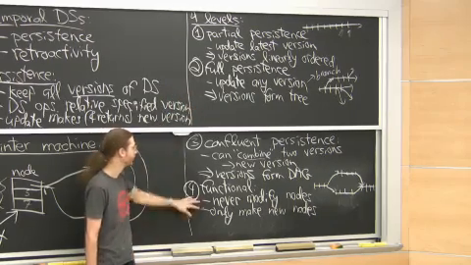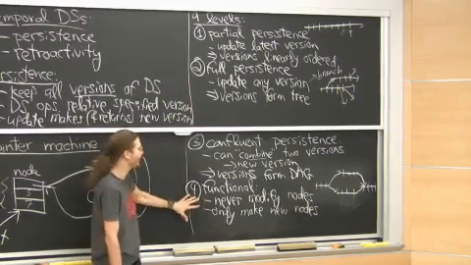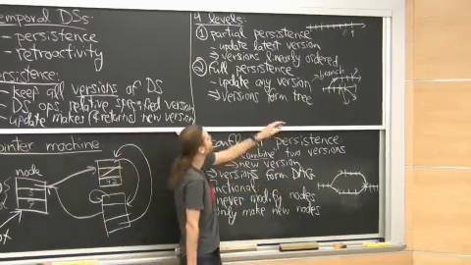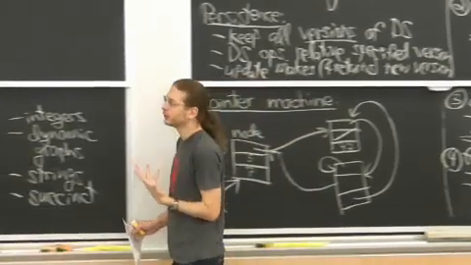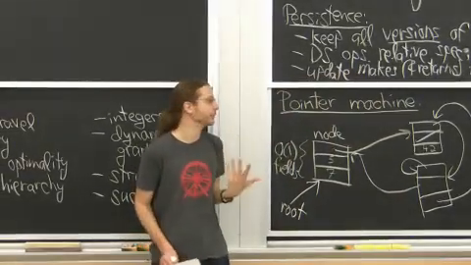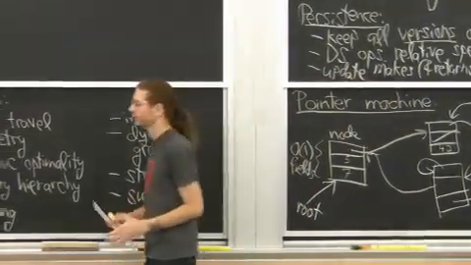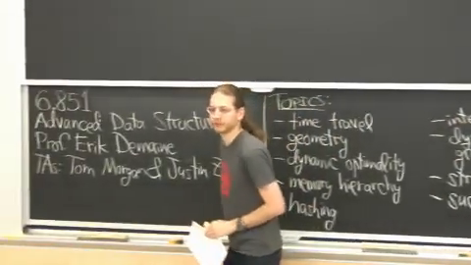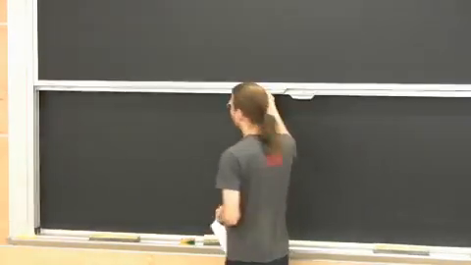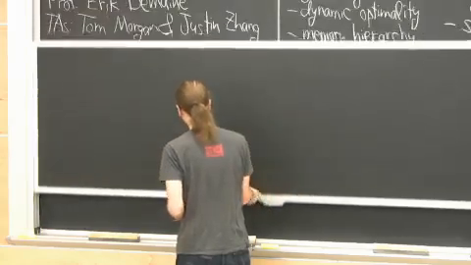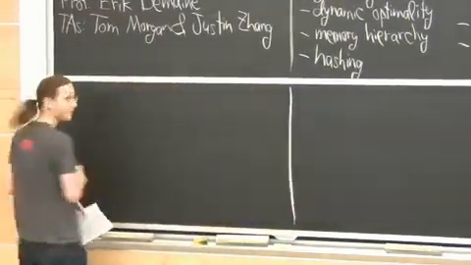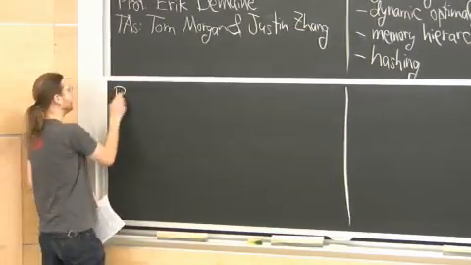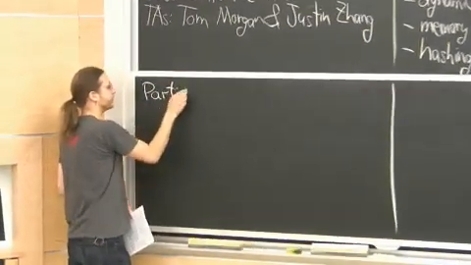Yeah, good question. So it seems almost the same, but it's nodes versus versions. I haven't really defined a version, but it's just that all the queries answer the same way. That's what you need for persistence. Other questions? All right. Well, let's do some real data structures. We start with partial persistence.